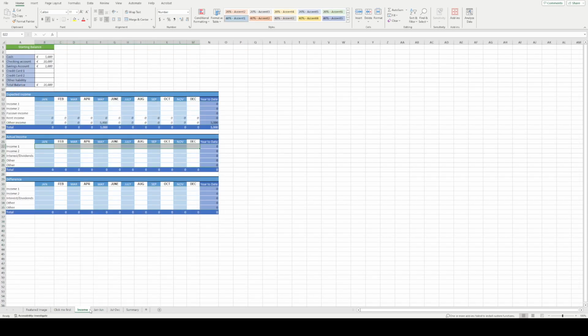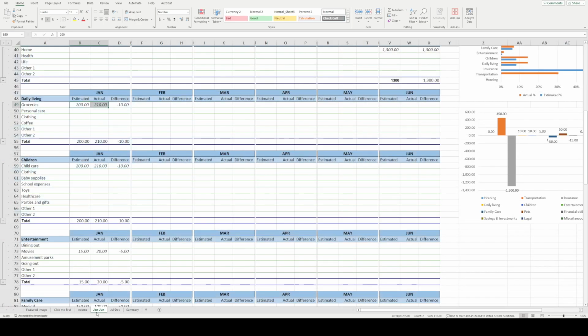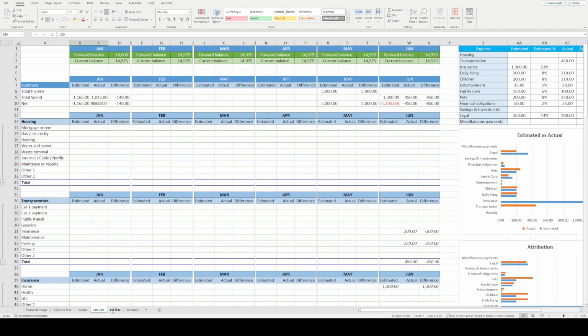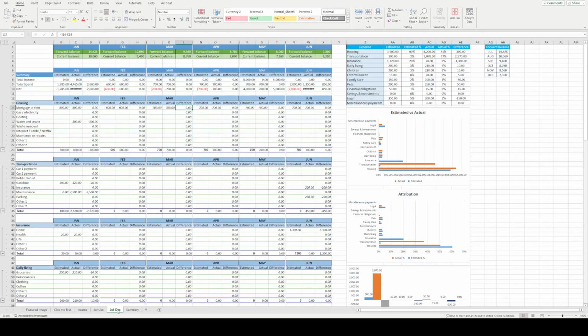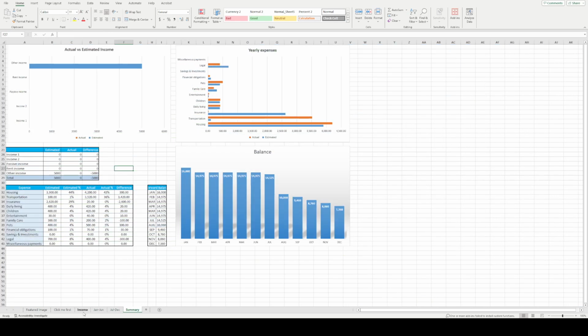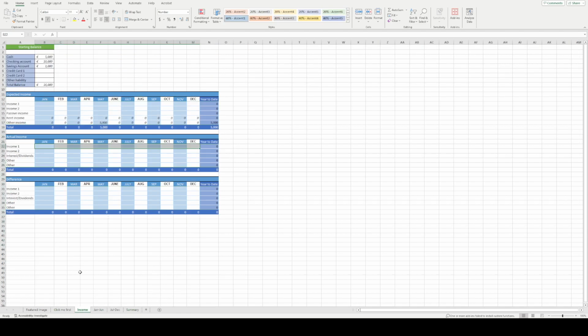Okay, so we have it separated like this. We have the income here, and then 6-month increments, January to June, July to December, and then we have a summary. So we're going to go through all this. So let's start with the income. First of all, we're going to put our starting balances.